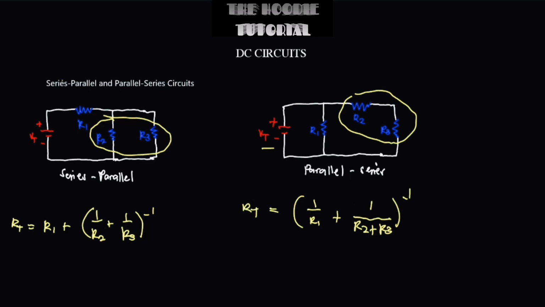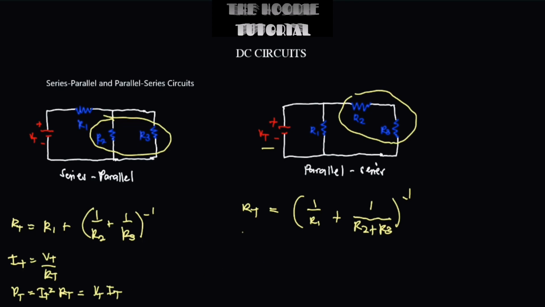When we try to find the total current for the series parallel circuit, it is just equal to IT equals VT over RT, so Ohm's law. The same also with power: we can use PT equals IT squared times the total resistance, and we can also use VT multiplied by the total current.